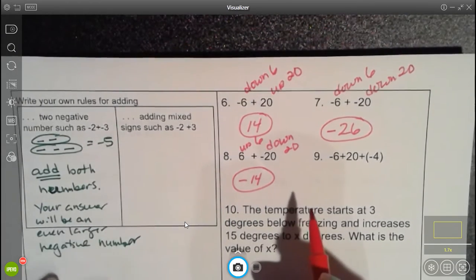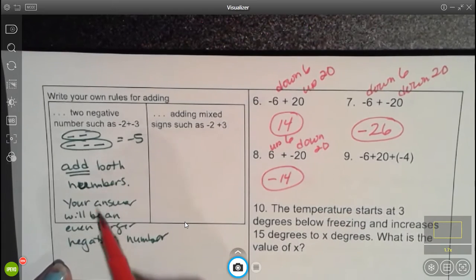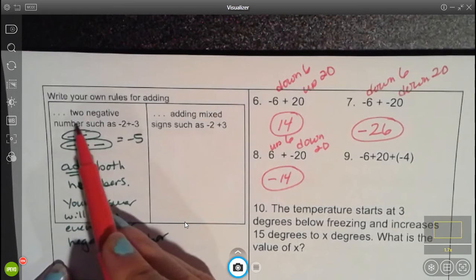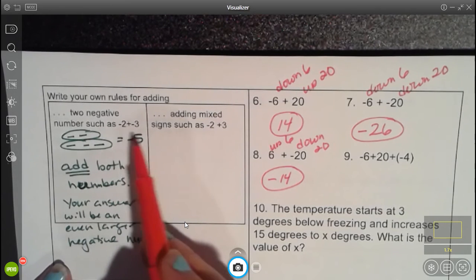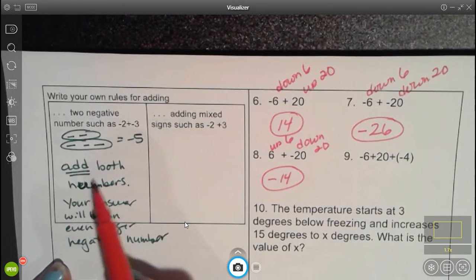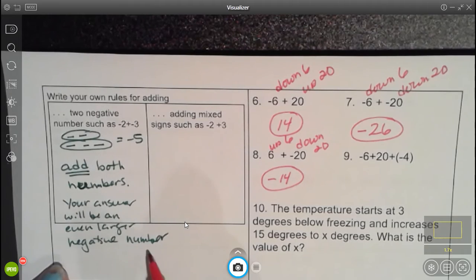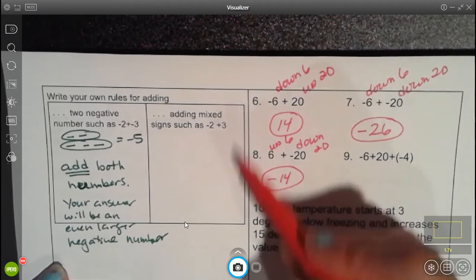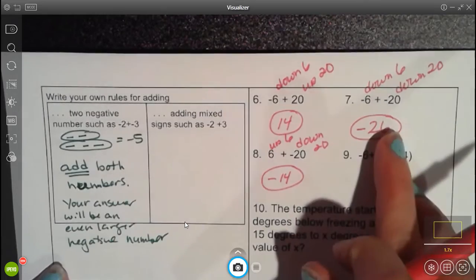So let's look at some rules that we have here. You can write your own, but I went ahead and got started on writing them. If you have two negative numbers, such as -2 and -3, you add both numbers, and your answer will be an even larger negative. But what happened here? This was this problem here.